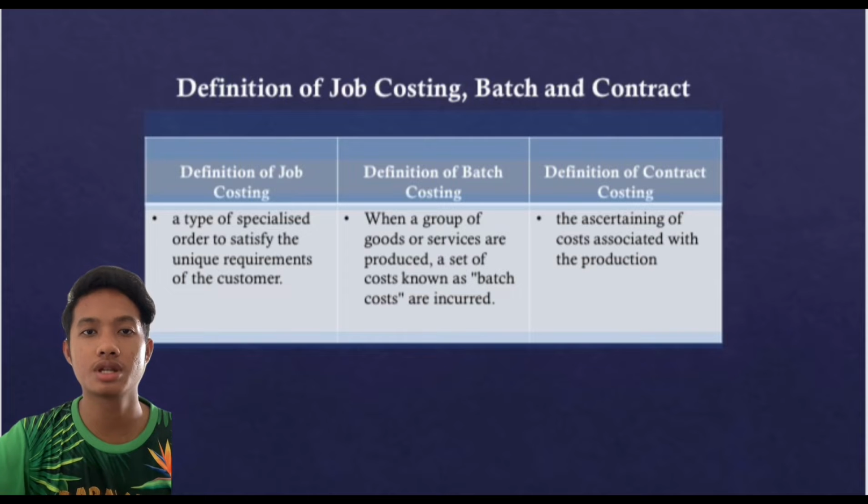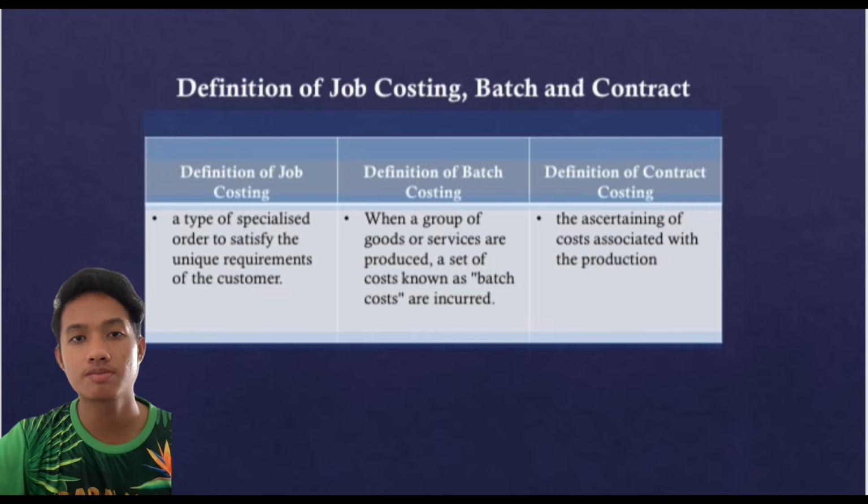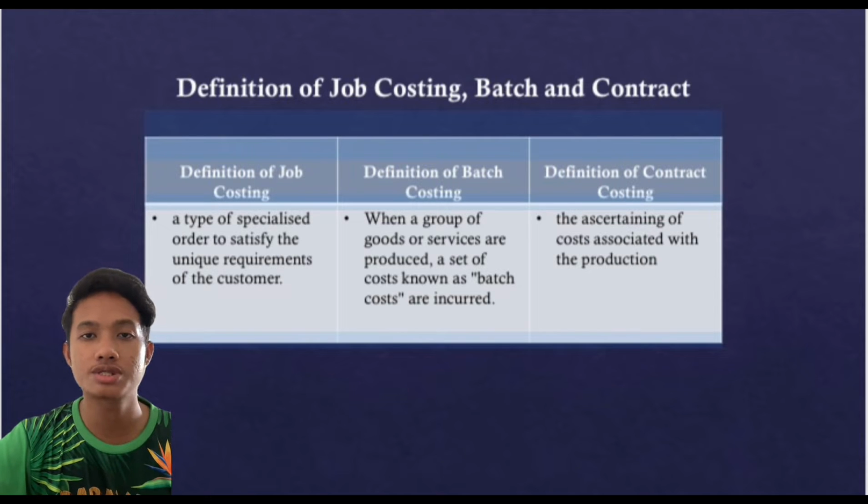Next is batch costing. When a group of goods or services are produced, a set of costs known as batch costs are incurred. These costs are not associated with any particular goods or services within the group. Last but not least is contract costing. Contract costing is the ascertaining of costs associated with the production of a specific product as per the contract agreement with the customer.